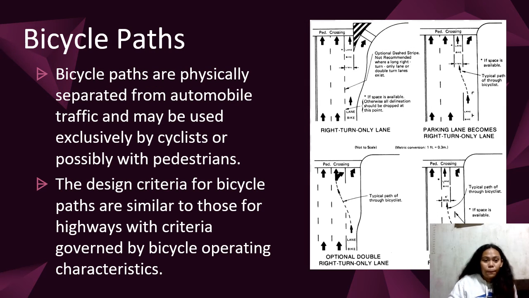Next is the bicycle path. A bicycle path is physically separated from automobile traffic and may be used exclusively for cyclists or possibly with pedestrians. The design criteria for a bicycle path are similar to those for the highway, with criteria governed by bicycle operating characteristics. So katulad sa sinabi ko kanina, ang bike path is separate from the motorized traffic and dedicated for cyclists or shared with pedestrians. So pwede siya magamit na pedestrian din or the other non-motorized users.